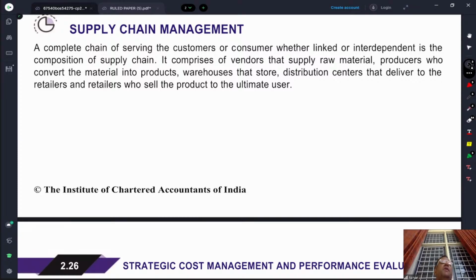So stop. Second point लिखे बेटा, एक line drop करके write down second point, meaning. A complete chain that consists of original suppliers, comma, manufacturer, comma, warehouse, comma, and finally the distribution centers.